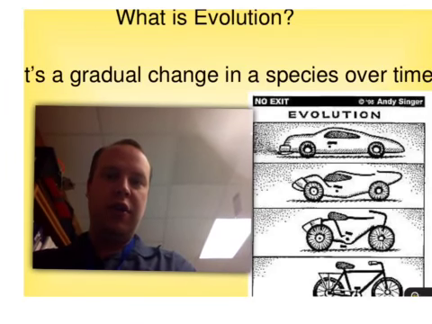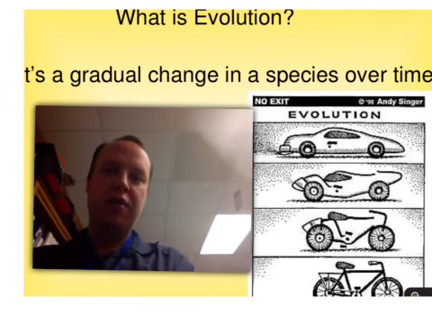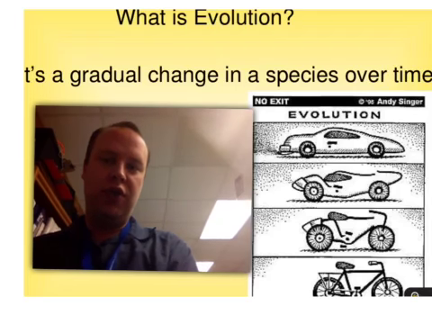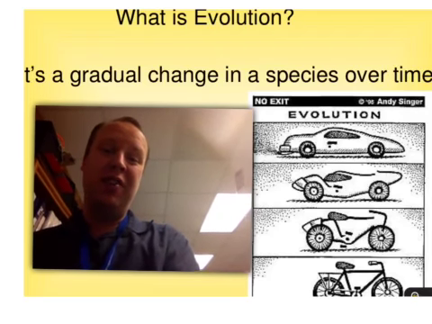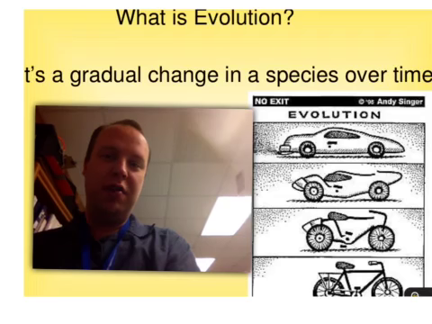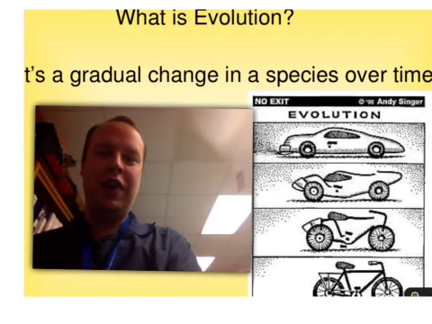Alright, class, today we're going to learn about evolution. Evolution is essentially a gradual change in species over time, many millions of years. On the right you see the gradual change of the bicycle into the car.